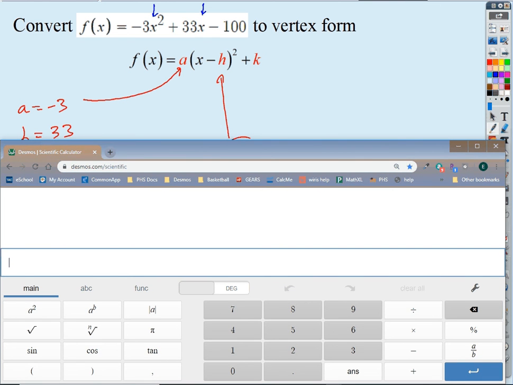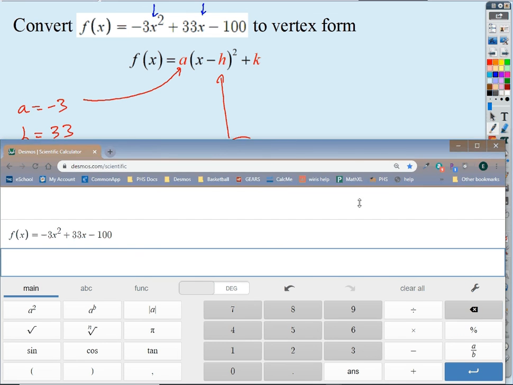So all I'm going to do is input the function. This is one of the best things Desmos does for you. I'm going to define f of x. So f of x equals, and then I'm just going to put in this function up here. So it's -3x squared plus 33x minus 100. Okay?